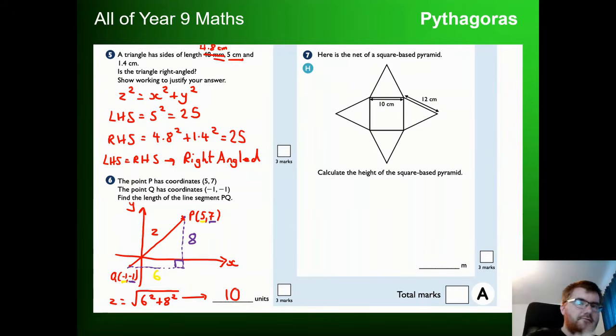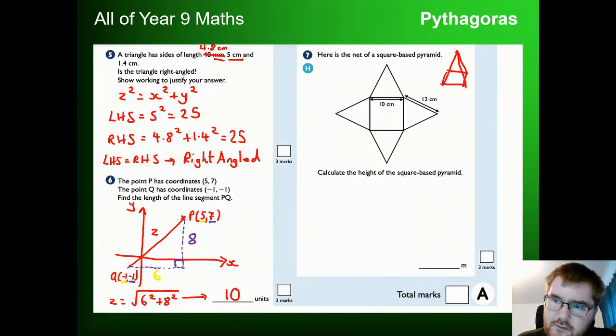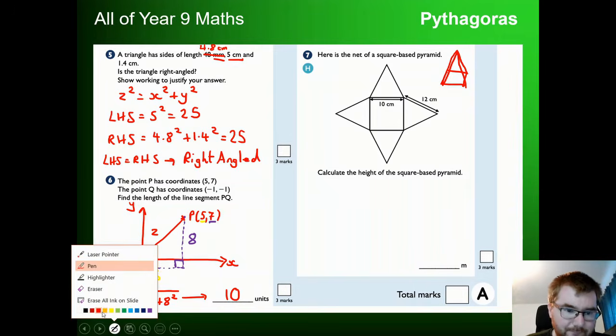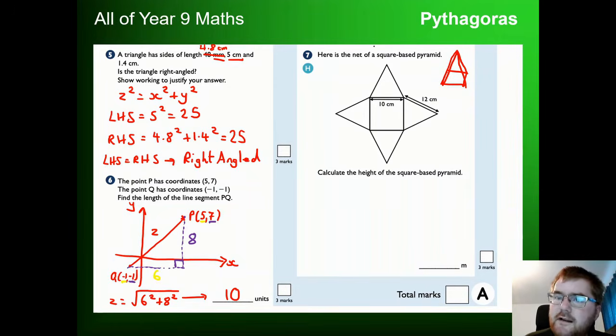Now on to a pretty tricky question here with a square base pyramid. So this is the net. So imagine you've got the square base pyramid and it's been folded out, and we need to work out the height of the square base pyramid. So if I do this in 3D, just to give you an idea of what's going on, again, my drawings are terrible. What we're actually looking to do here is find the height of this pyramid, so going all the way down and hitting the midpoint of the square.